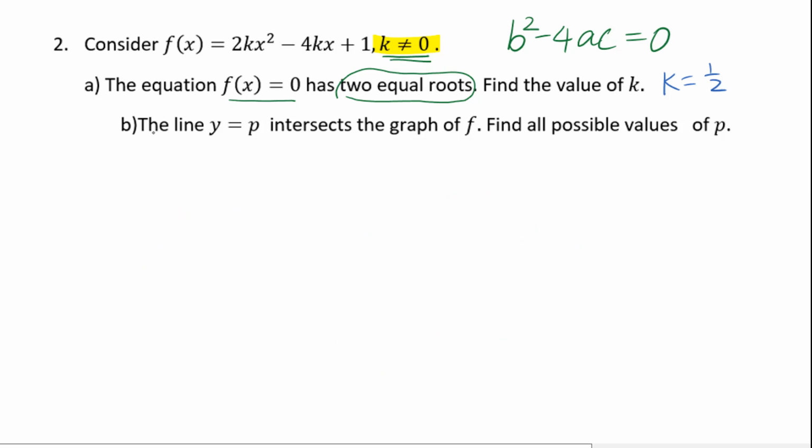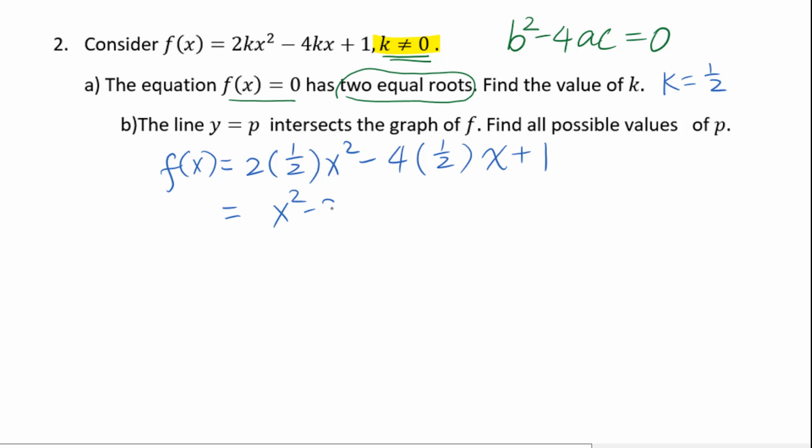Now let's go to part B. The line y equals p intersects the graph of f. Find all possible values of p. Let's check our quadratic function. f of x with k equals 1/2: 2 times 1/2 x squared minus 4 times 1/2 x plus 1.